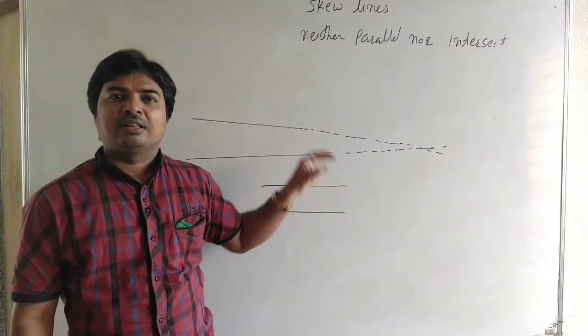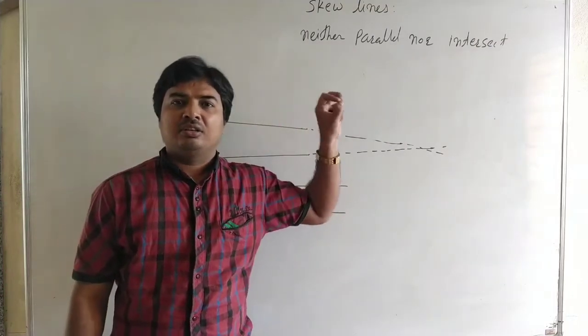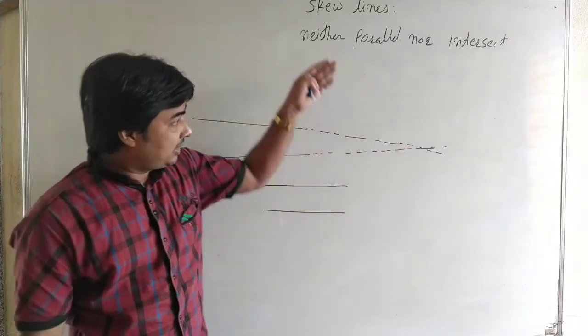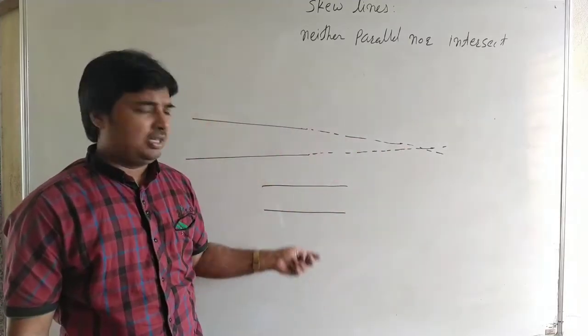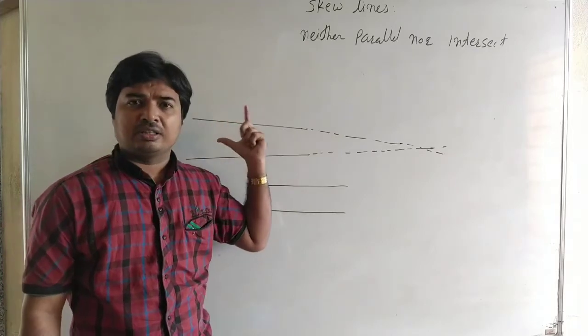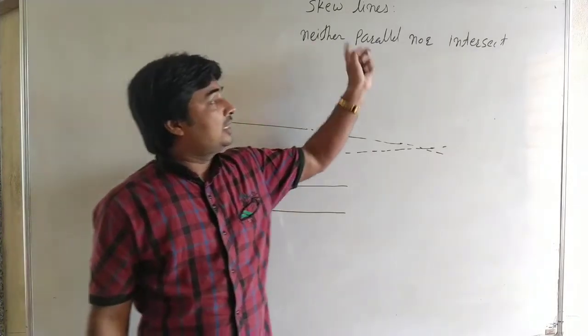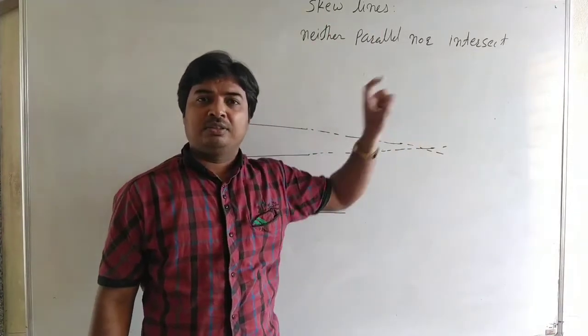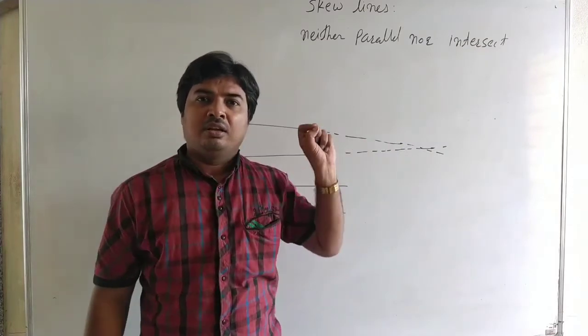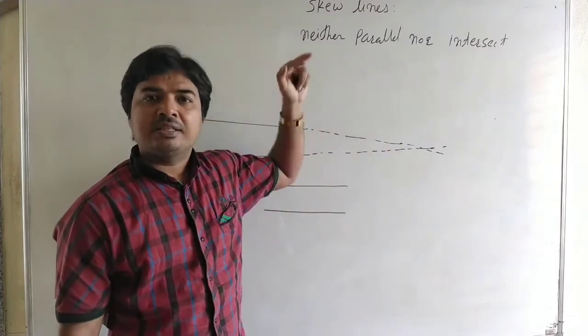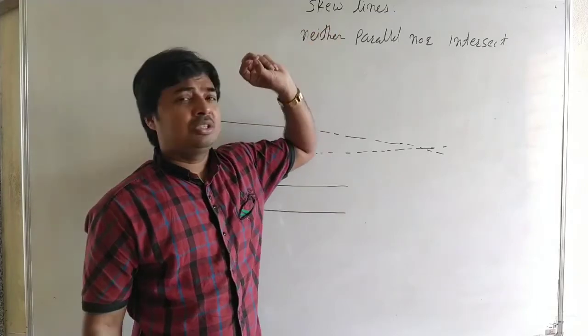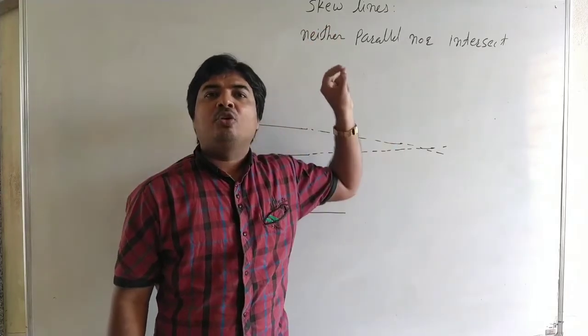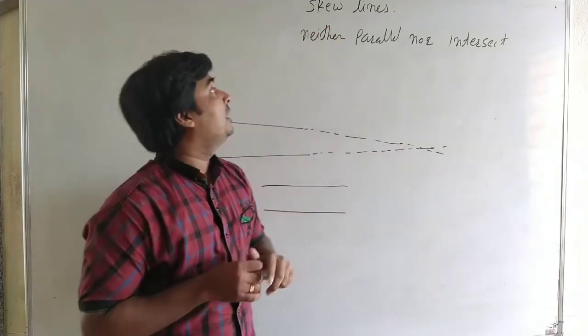That means the lines lie on different planes. In the same plane, two lines are either parallel or intersect. But if the lines are neither parallel nor intersect, then the two lines lie on different planes, and those lines are called skew lines. Skew lines means lines neither parallel nor intersecting. That is, non-coplanar lines.